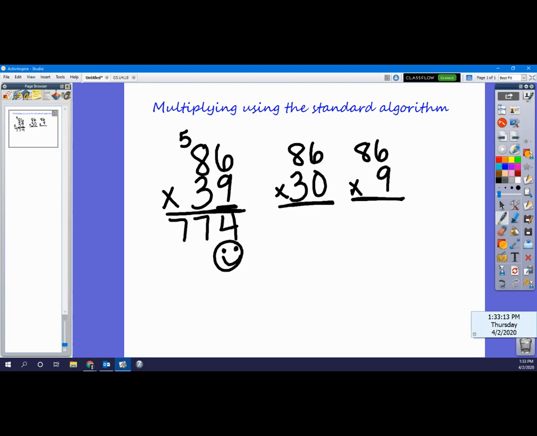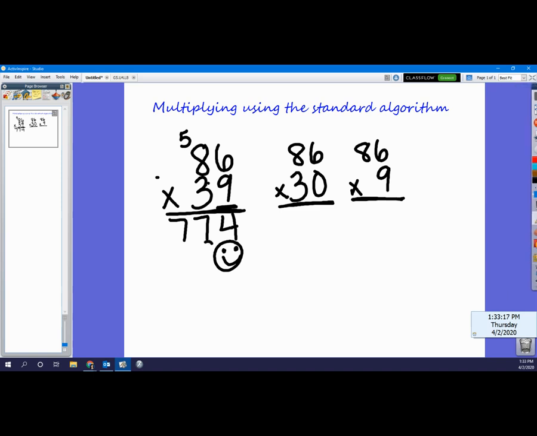So now I'm going to do 3 times everything above it. So 3 times 6 is 18. It's a double-digit number, so put down the 8 and carry the 1. And then we do 3 times 8, which is 24, plus the 1 that I carried is 25. And then we add them together. 7 plus 8 is 15. You have to put down the 5, carry the 1.